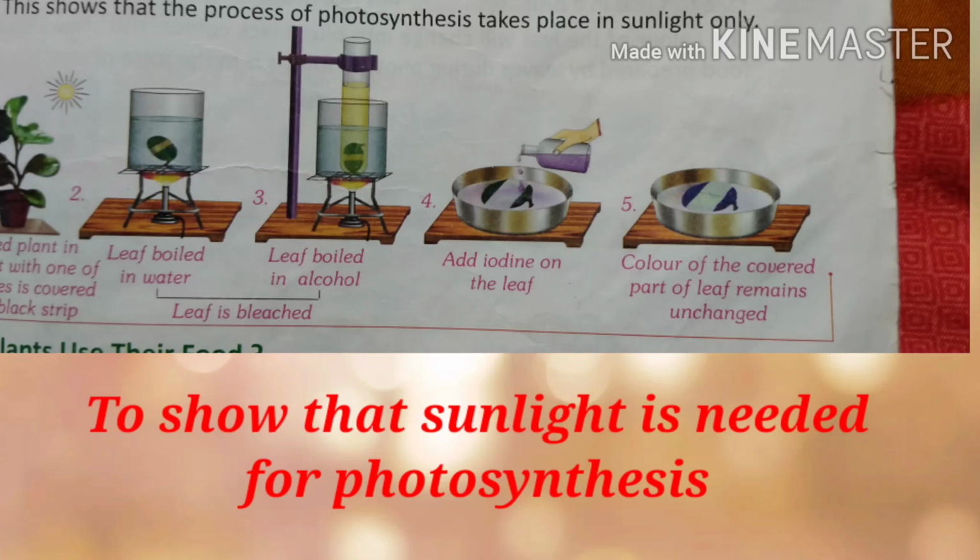When you keep the potted plant in sunlight, we pluck the covered leaf and boil it first in water and then in alcohol. After that, wash the leaf under water and put a few drops of iodine on it. You see, the covered part of the leaf does not turn blue-black because there is no starch, and this shows that the process of photosynthesis takes place only in sunlight.